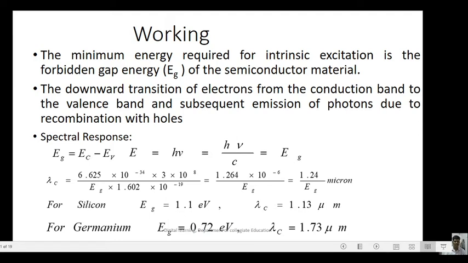into 10 power minus 34 into 3 into 10 power 8 divided by Eg, divided by 1.602 into 10 power minus 19, that is equal to 1.6264 into 10 power minus 6 divided by Eg, equals 1.24 divided by Eg micron. For silicon, Eg is equal to 1.1 electron volt, lambda c is equal to 1.13 micrometer. For germanium, Eg is equal to 0.72 electron volt, lambda c is equal to 1.73 micrometer.